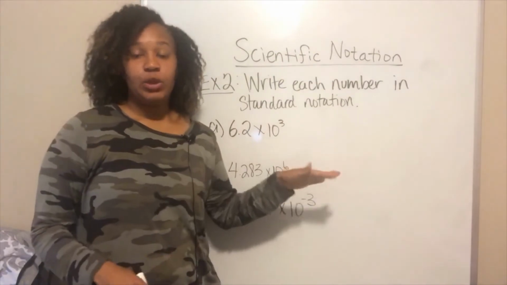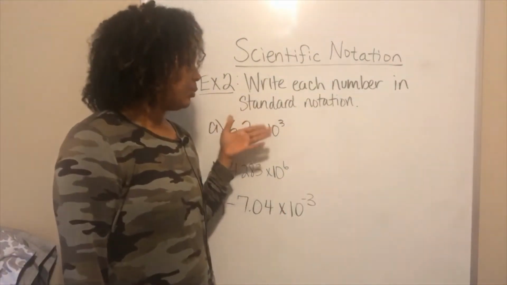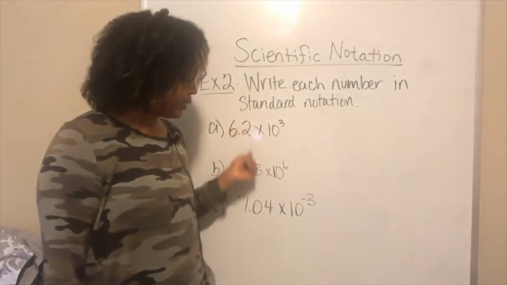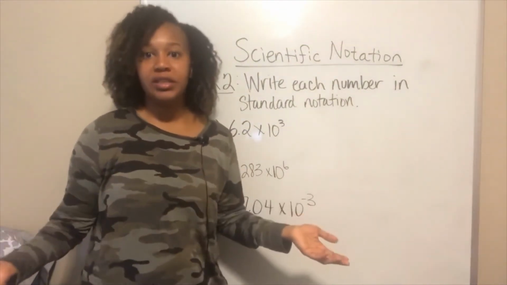So now in example 2, we want to actually work opposite. So in the last example, we took numbers that were in standard notation and wrote them in scientific notation. So now we have numbers that are in scientific notation. We want to write them in standard notation. That's how you normally see a number.